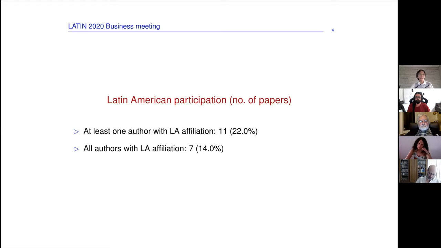Well, one of the main aims of Latin, maybe I can think of two, is to be a good theoretical computer science conference. But the second aim, which is just as important as the first, is to promote the area of theoretical computer science in the region, in Latin America. So we keep track of things like how many papers have Latin American affiliation. In Latin 2020, we had 11 papers with at least one author with Latin American affiliation. That means 22% of the accepted papers. And seven papers have all Latin American affiliation.